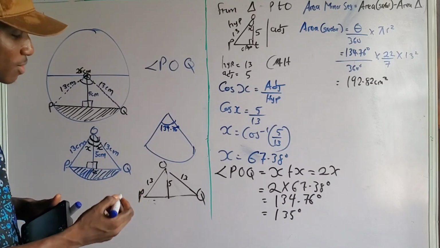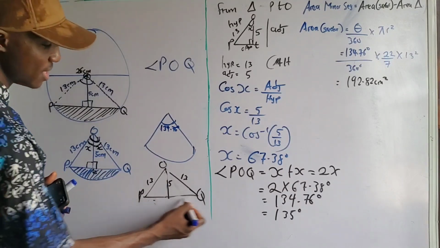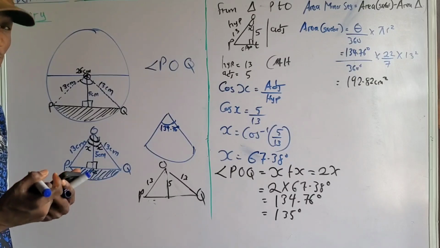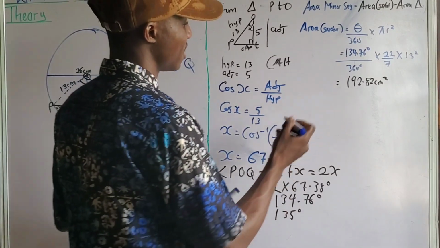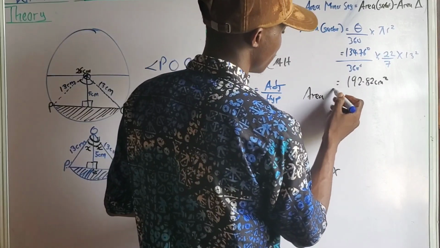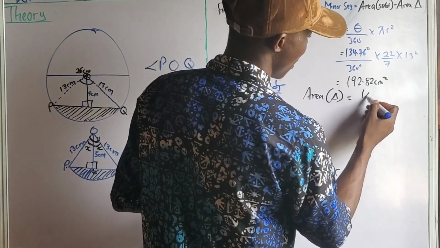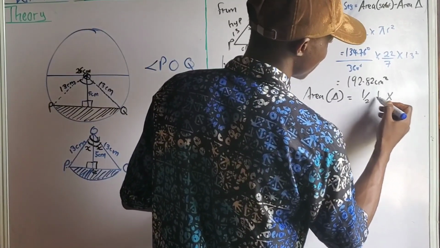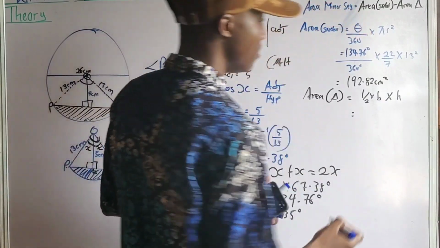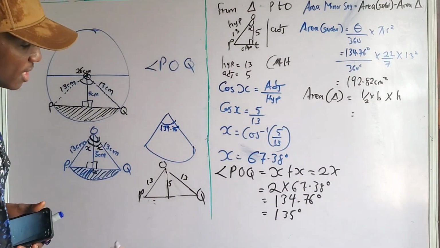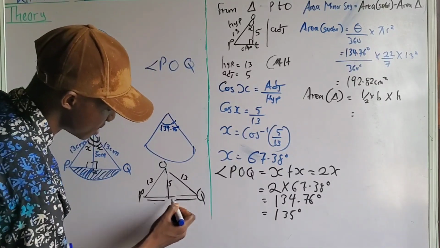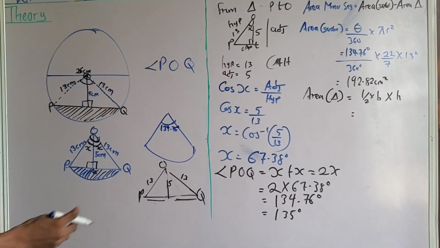The reason why I'm telling you this is because we need this base to calculate the area of the triangle. Area of the triangle is half base times height. Don't forget. Now I need the base, so that's why I'm emphasizing this. If I know the value here, I can know the value that is here. To get it, let us use Pythagoras theorem.